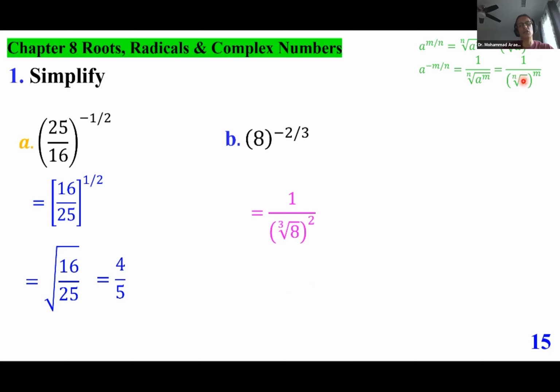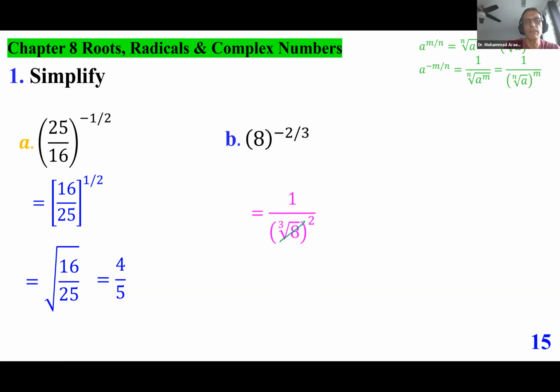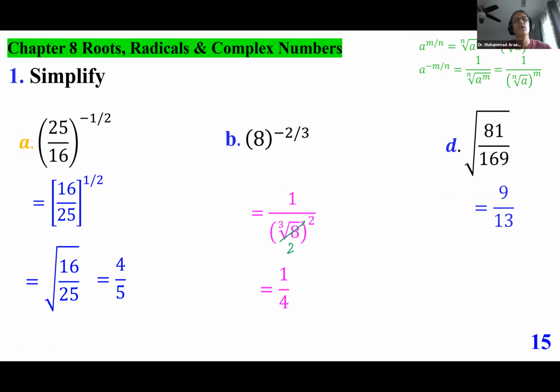And we all know that cube root of 8 is 2, 2 squared is 4, 1 over 4 is the final answer. In this case, both numbers come out, and 9 over 13 is our final answer.